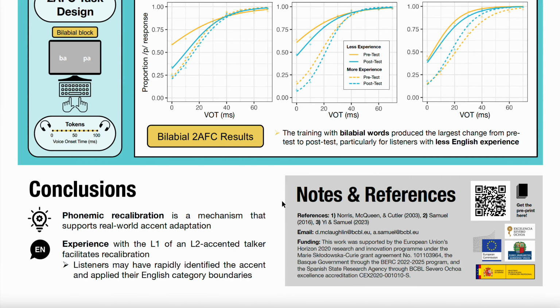So what we are concluding from this study is that listeners do recalibrate their phonemic categories when they hear a second language accent, what we colloquially call a foreign accent, and experience with the first language of a second language accented talker really matters, and it seems to facilitate recalibration. It seems that our listeners may have identified the accent they're listening to and even applied their English category boundaries. And if you want to look at the preprint, the QR code is right here.